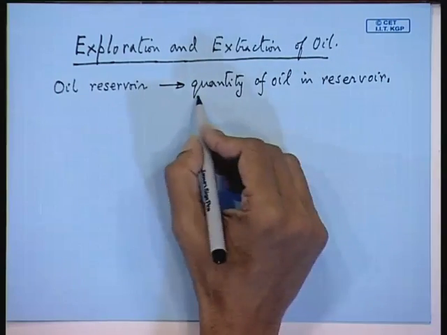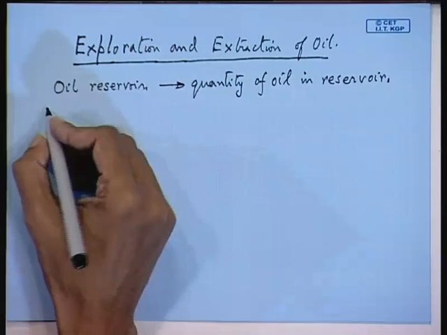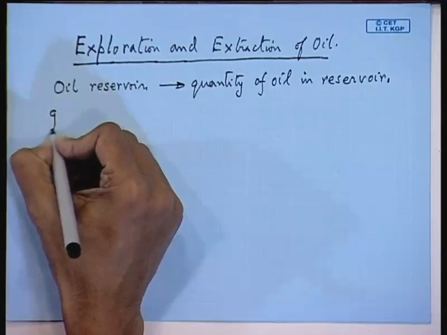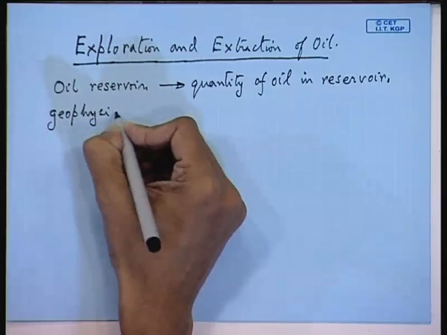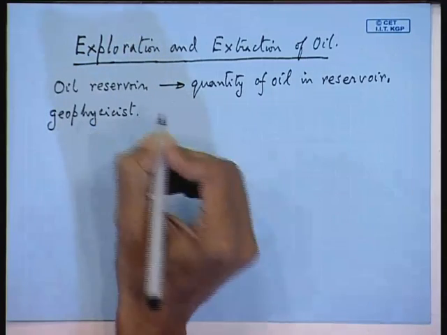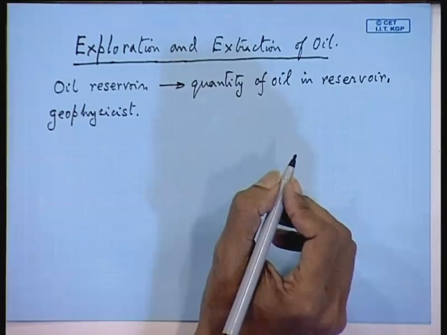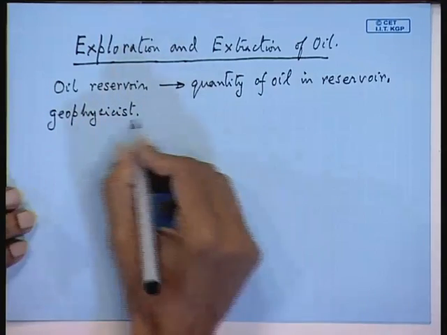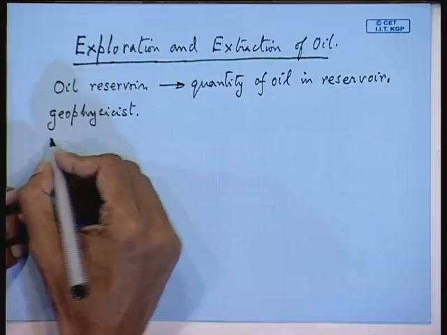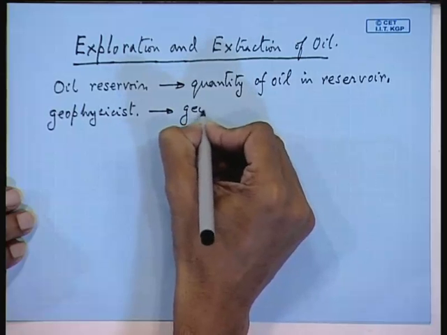So, prior to that you have to make a lot of analysis. Now, you have to get the quantity of oil in the reservoir. This is done by geophysicists. Now, they tell you whether at all you go for oil exploration in deep water or under the sea or not. It depends on the quantity of oil in the reservoir. So, geophysical exploration has to be done.